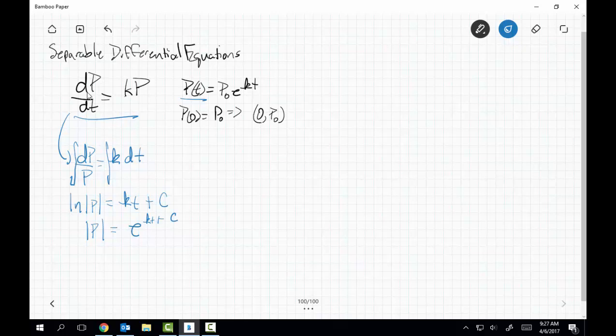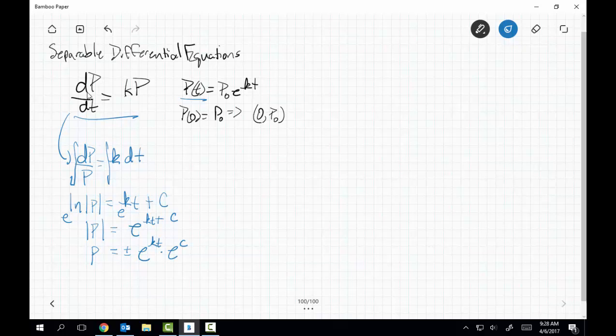Okay? Now, that implies that p, right? I just took e to the both sides. Sorry, I probably should have showed you that. And this gives me kt plus c. That implies that p, to strip off the absolute values, is going to equal plus or minus e to the kt times e to the c. Do you agree with that?